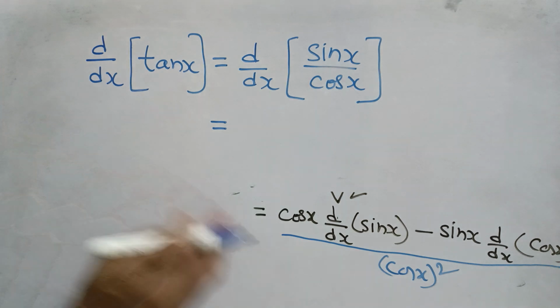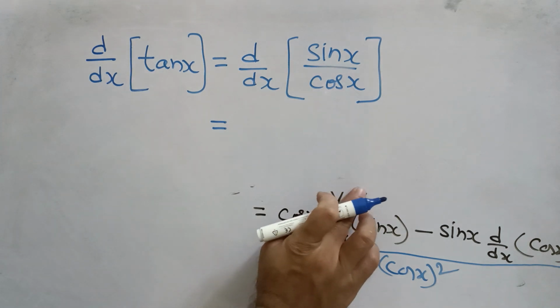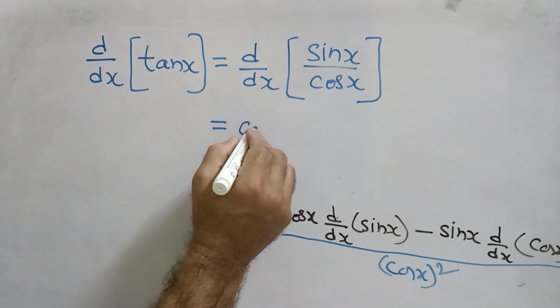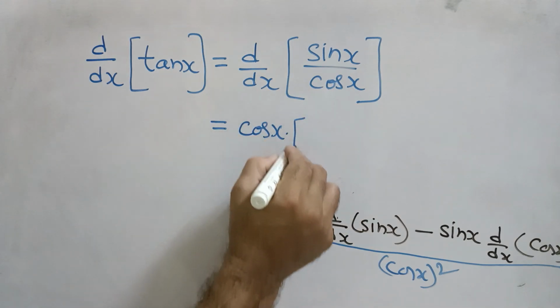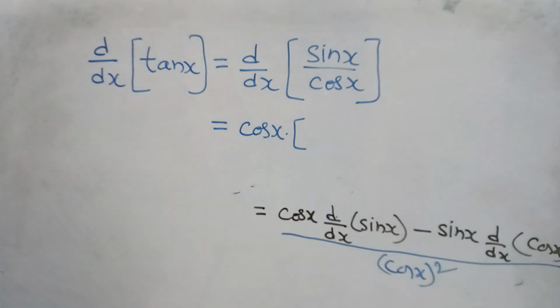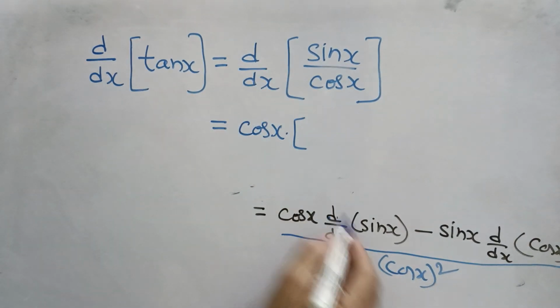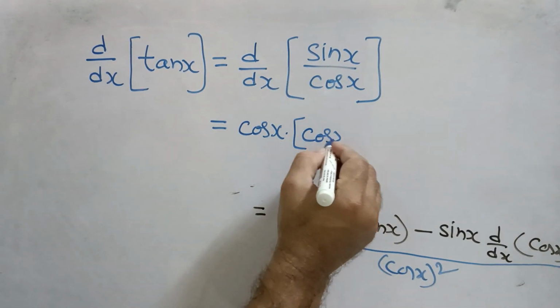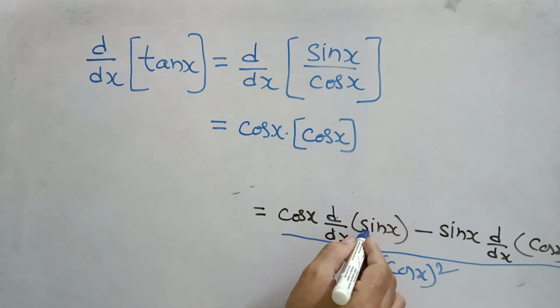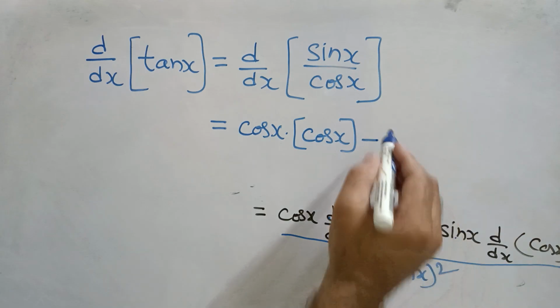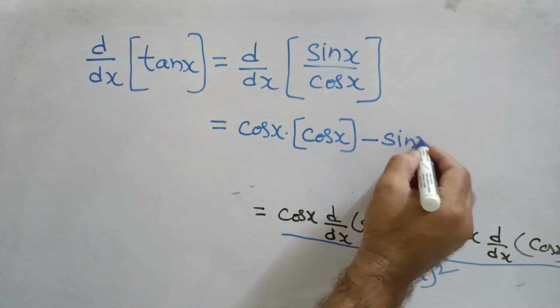If you simplify this particular expression, what is the cos x? It is cos x only, right? d by dx of sin x. Just now I told you, no? d by dx of sin x is nothing but how much? It is cos x. Understood? d by dx of sin x is equal to cos x. Remember, minus sin x, sin x as it is.